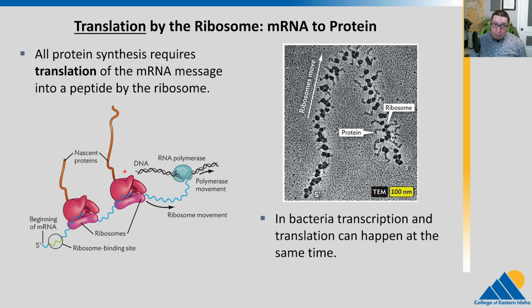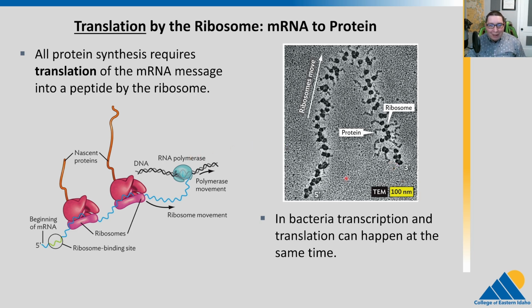So translation. Translation is the process of taking the information from the mRNA into the protein. And all protein synthesis, making of proteins, requires this translation process. And it is done by the ribosome. And it forms what we call a peptide, a polypeptide. So here we have bacterial examples. Remember, in bacteria, we don't have a nucleus, so the process of transcription, DNA to RNA, and translation, RNA to protein, can happen at the same time.